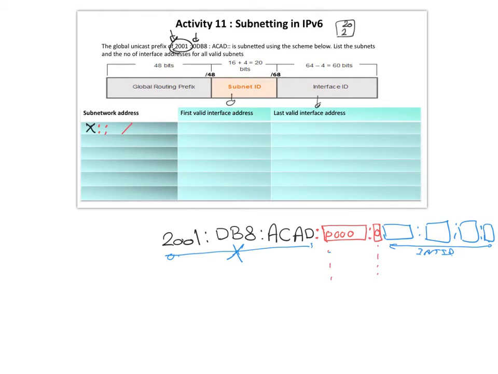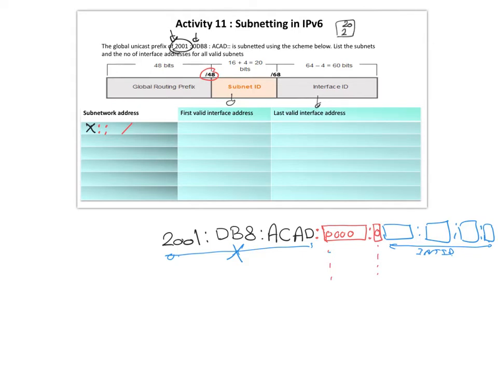What is the prefix here? So colon colon slash what? 64? 60? 63? Where did you get the 64 from? You came up with the number not based on what. The original network has slash what? The original network has slash 48.